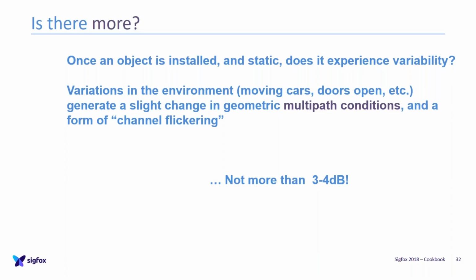So there will be a form of channel flickering, scintillement, glittering, or I don't know how to express it. The channel changes slightly from one moment to the other due to the environment changing, and this generates a very small variation. Let's say 2, 3, sometimes 4 dB locally. But if you experience more, something goes wrong, probably with the device, or the device is being moved.